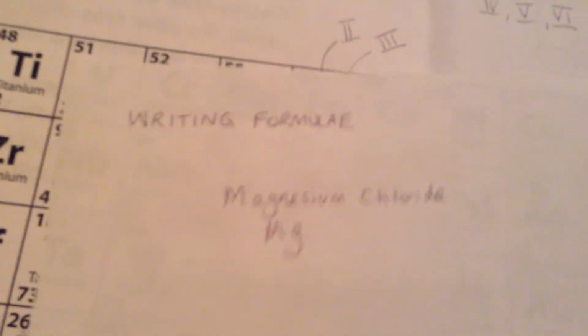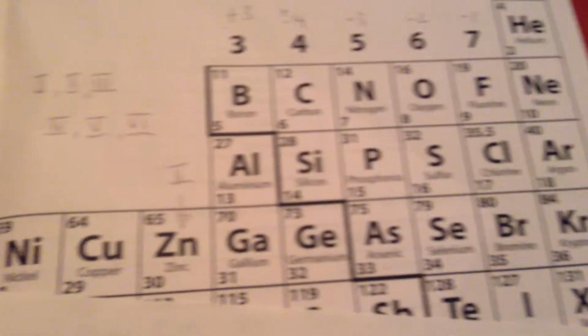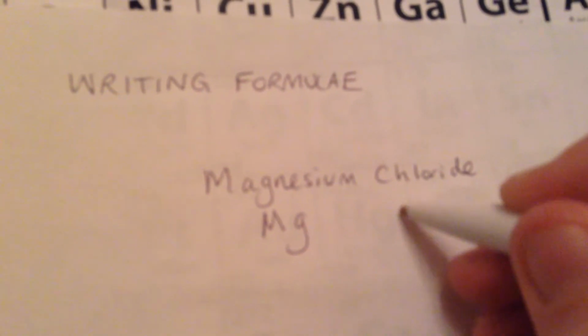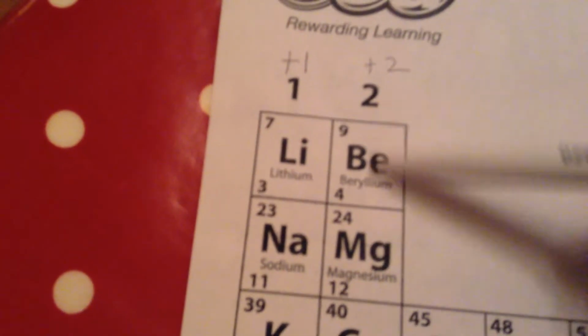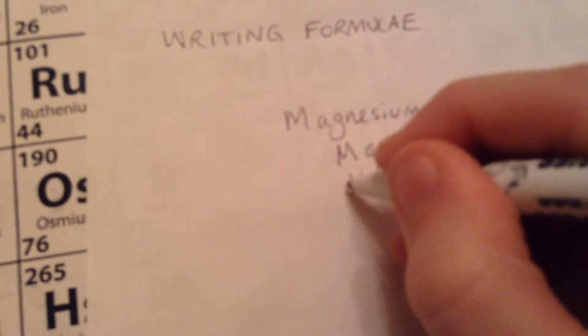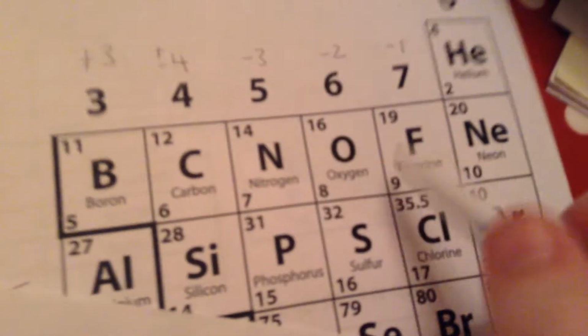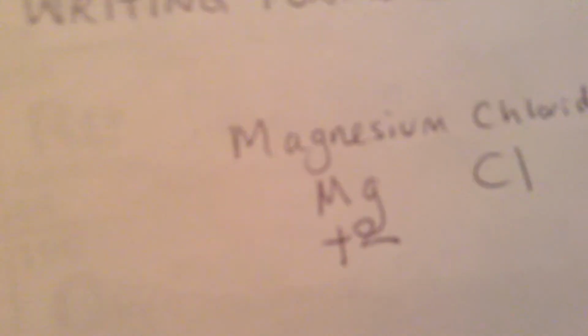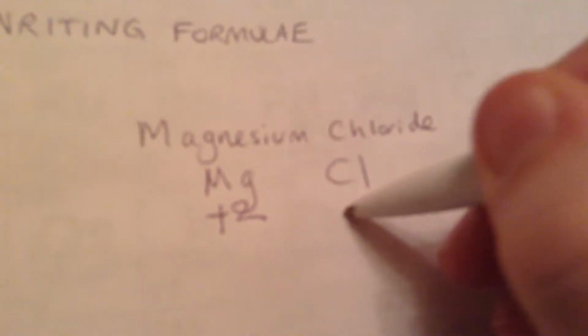Camera's a wee bit blurry. Let's clean it up a bit. Okay, and the formula for chlorine, which is what chloride comes from, is over here. Cl. And then we're going to put our charges in. Magnesium is in group 2, and up at the top I've written the charge +2. I'm going to write that underneath. Chlorine is over here in group 7, and you can see up at the top of the group it's -1. So I'm going to add that in as well.